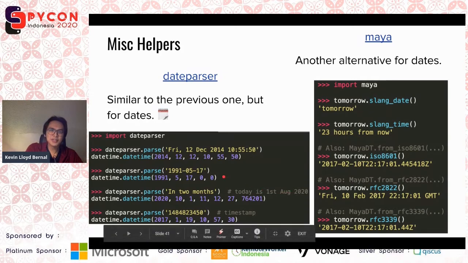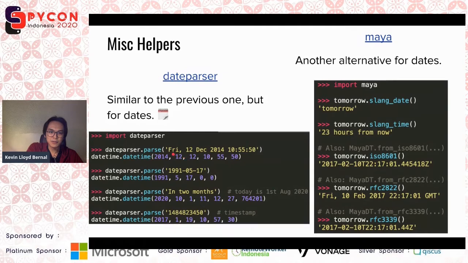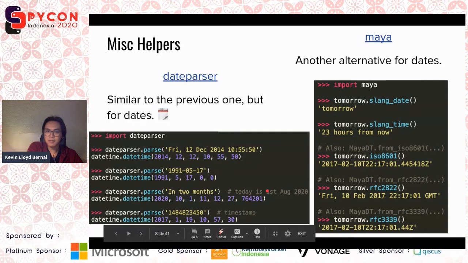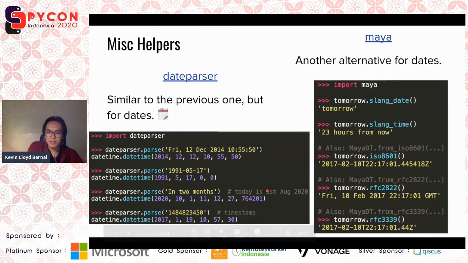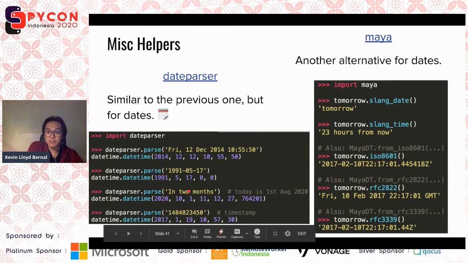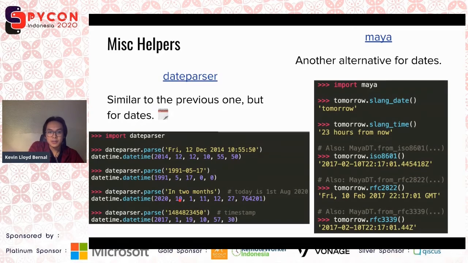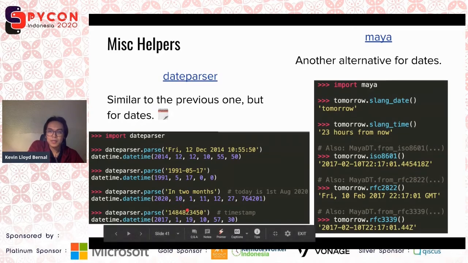So date parser could parse any dates you'd throw at it, in different formats like this one and this one, and it's also able to handle relative dates, like in 2 months. Suppose today's August 1st, it's able to determine that in 2 months it would actually be 2020 October 1st, and it's also able to handle timestamps here.